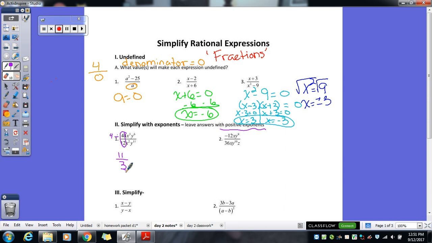And then we'll subtract our exponents. So 3 minus 2 gives us x to the first. 6 minus 11 gives me y to the negative 5. But can I leave it that way? No. What's going to move? The y. The y has to move down here. So we get 11x over 3y to the 5th.